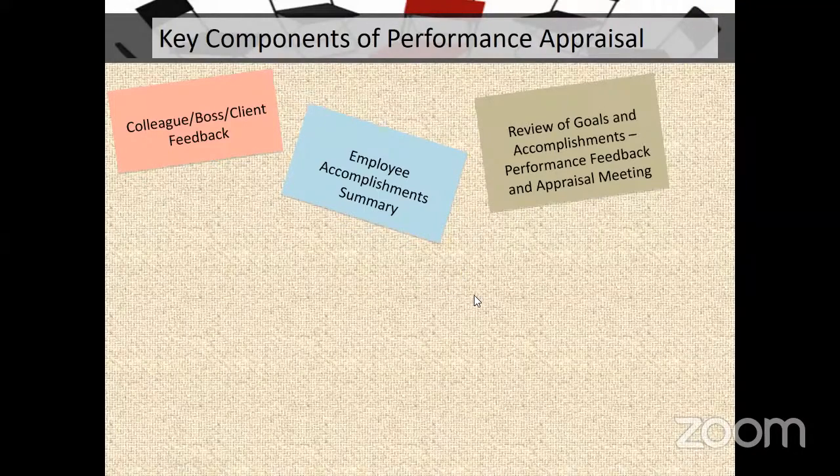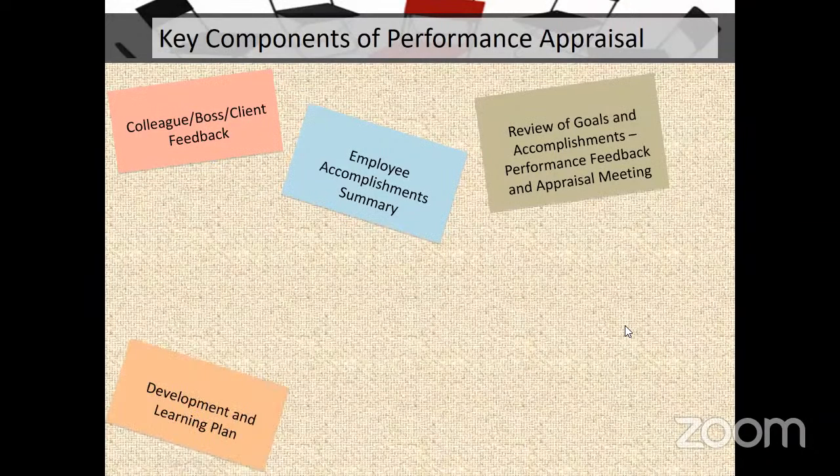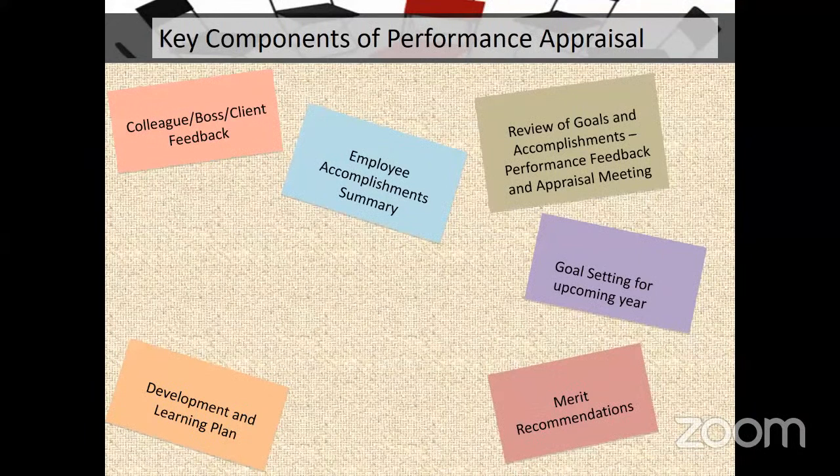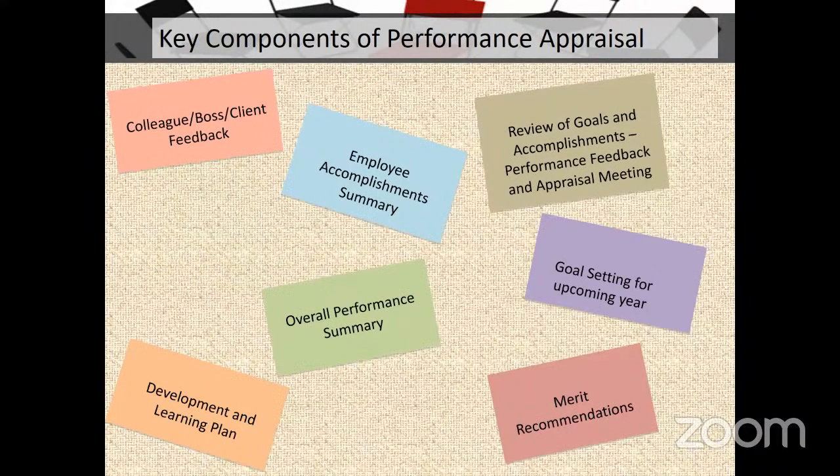Employee accomplishment summary. I need to know what I've achieved. Everybody wants to feel they're achieving. Let's review the goals and accomplishments. Let's have objective performance feedback and appraisal meetings. Like I said earlier, in case there's any challenge, there's any gap, let's develop learning plans. Let's have a schedule. What are these soft skills that I feel that in case I'm empowered, then I'll be able to perform more? Goal setting for upcoming year. Let's know what we want to achieve next year. Merit recommendations. Let's always give positive. When people perform well, let us tell them. Everybody wants to be rewarded.